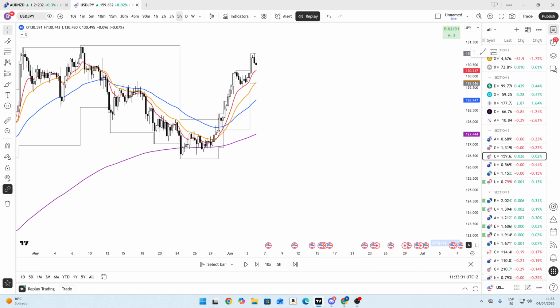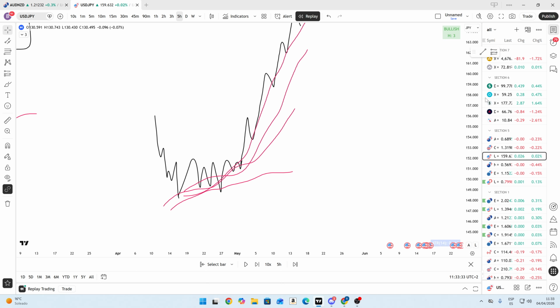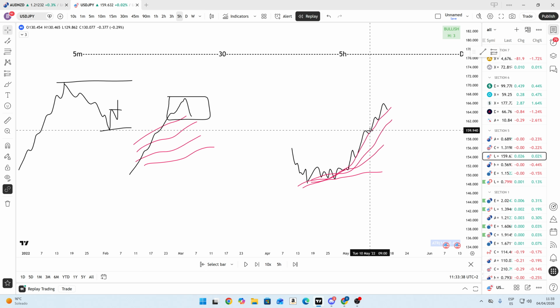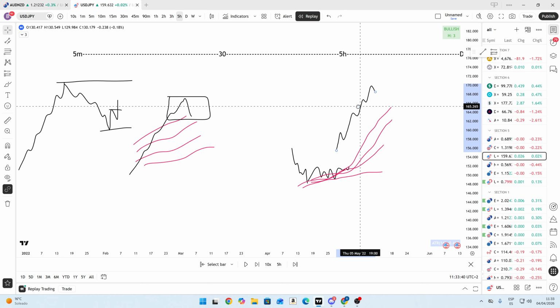And now we go into the most important step. In my opinion, it's a game changer. Okay, we have these 3 time frames, right? I wish I could drag them better.